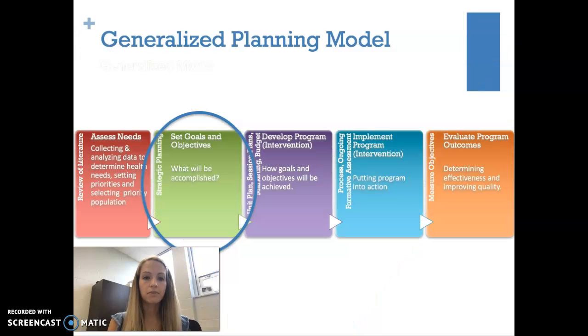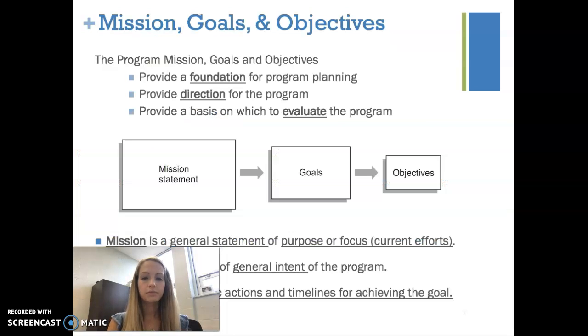So looking back at our generalized planning model, we are now on this second step, the strategic planning portion. If you refer back to your rationale paper template, we did the pre-planning phase and we did the rationale portion, and now we're moving on to the strategic plan. And here we're going to set our goals and objectives. Again, this is what's going to be accomplished, what we're going to do for your project.